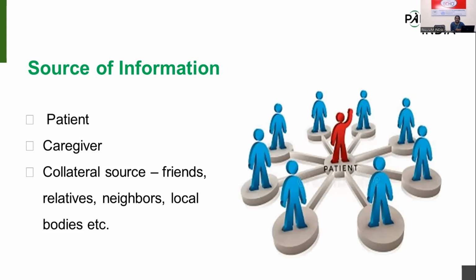Thereafter, we are collecting information from other caregivers of the family and other family members. Then if we are not getting sufficient information from that family, we use other collateral sources like their friends, their relatives, their neighbors, local bodies, etc.